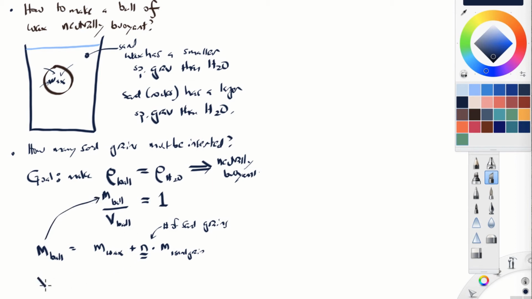What about the volume of the ball? What is the volume of this ball? Well, it's going to be the volume of the wax, whatever that was, plus n times the volume of 1 sand grain. So we take the volume of whatever wax we had to start out with and add on the number of sand grains times the volume of each individual sand grain. And once we do that, we'll plug that in here.